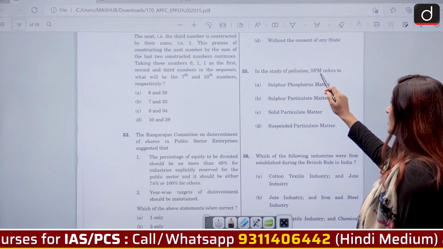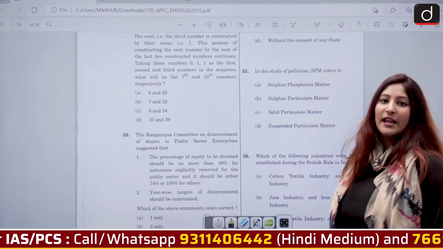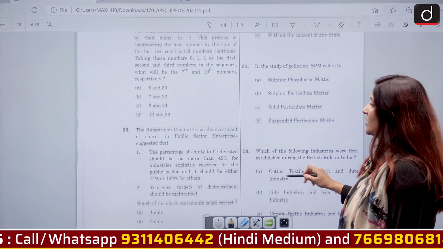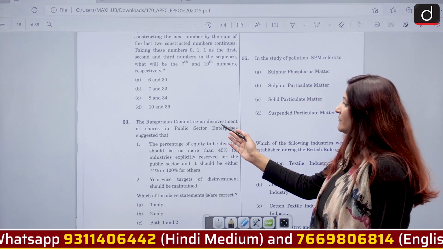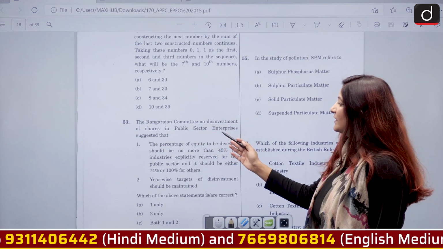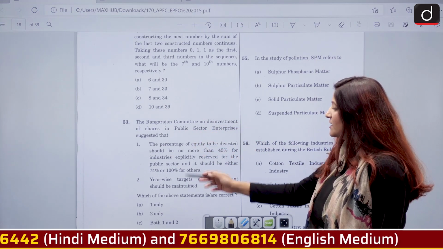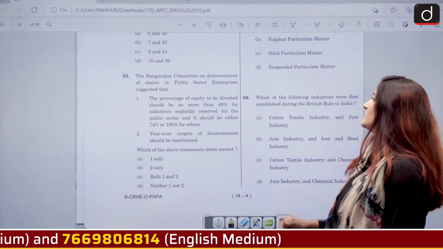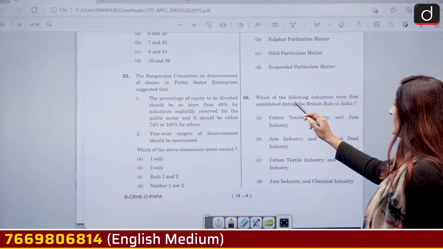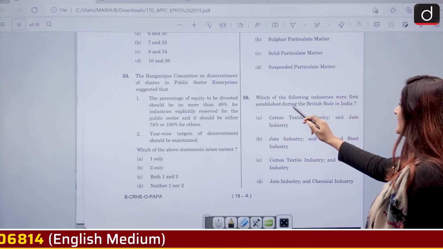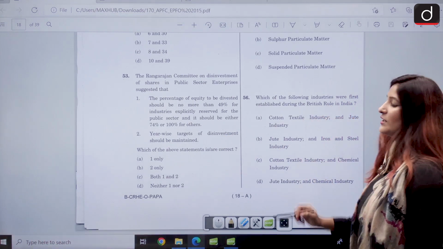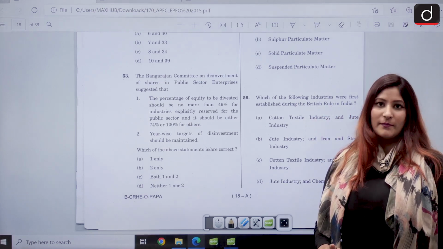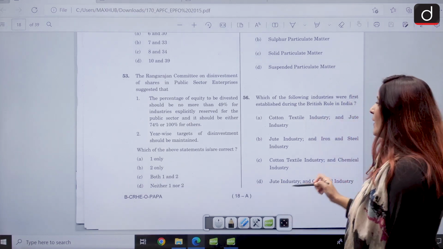In the study of pollution, SPM refers to what? Environment and ecology. Rangarajan Committee on Disinvestment of Shares in Public Sector Enterprise suggested that. Suggestions have been given as statements, and here we have to select the correct answer. Again, economics. Which of the following industries were the first to be established during the British rule? Modern India and economics as well.